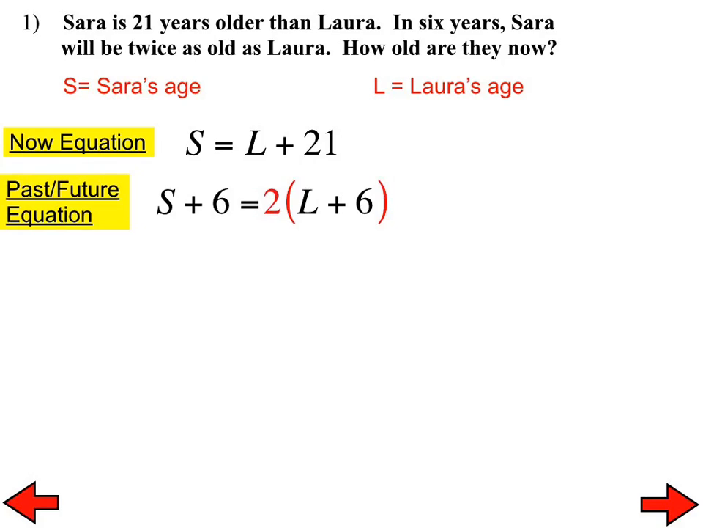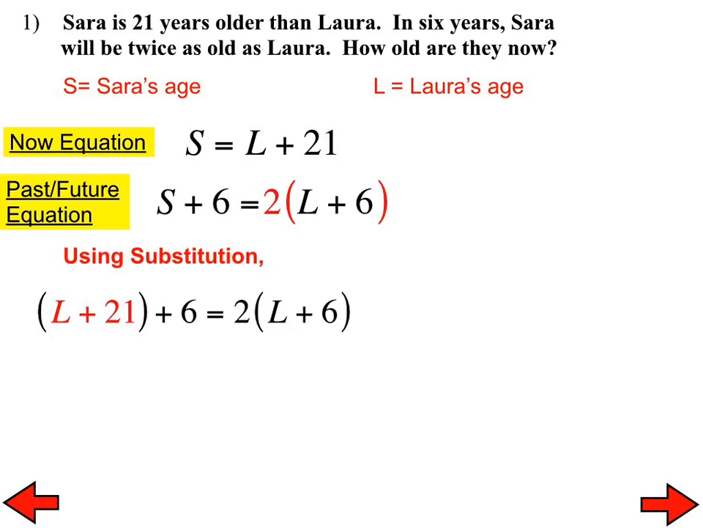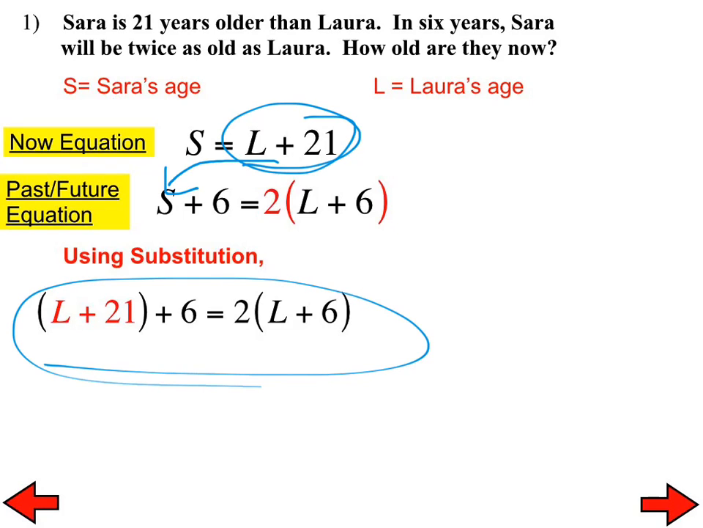Now from here, you can either use elimination. If you're going to do that, you'd have to put them both in standard form, or you could use substitution. And it doesn't matter to me, but I'm going to help you through this one. And I typically use substitution for one like this because we're already solved for a variable. So we know that S is equal to L plus 21. So I'm going to take L plus 21 right here, and I substituted that in for S right there. That's how I got L plus 21 plus 6 equals 2 times the quantity L plus 6. Now I'm going to let you take it from there.